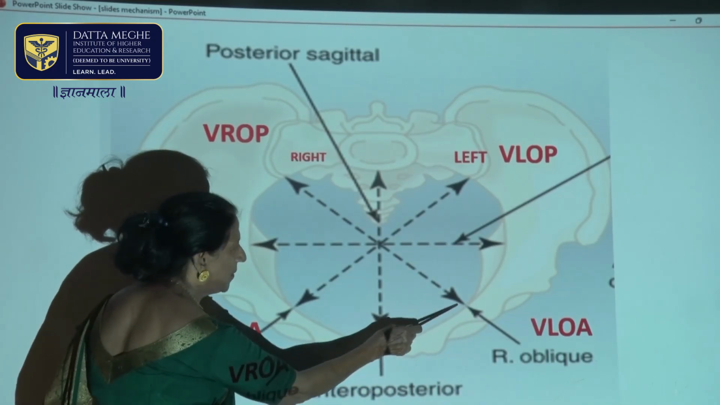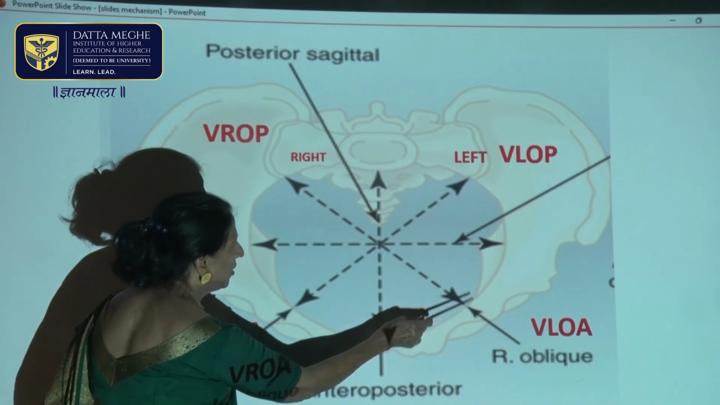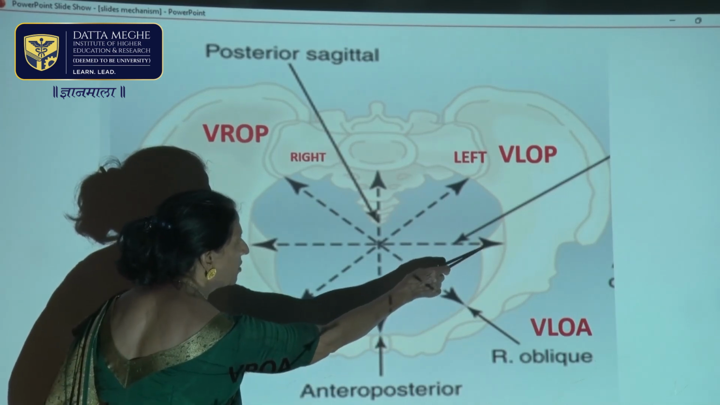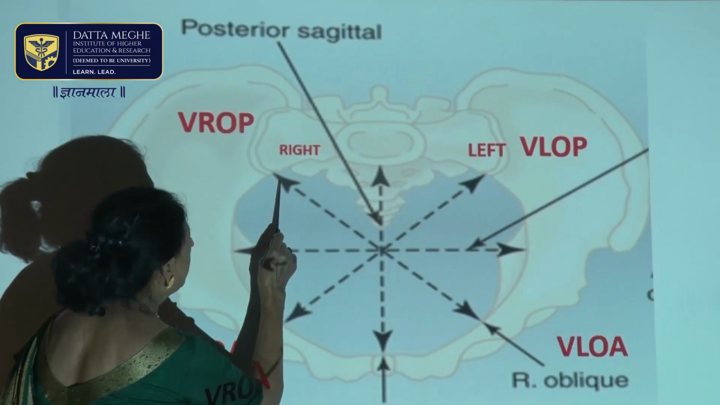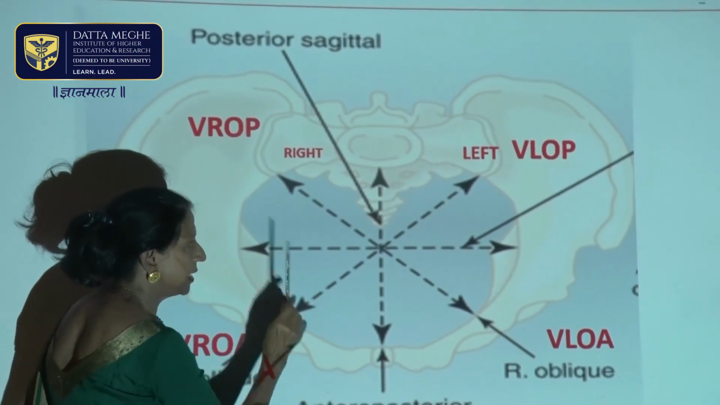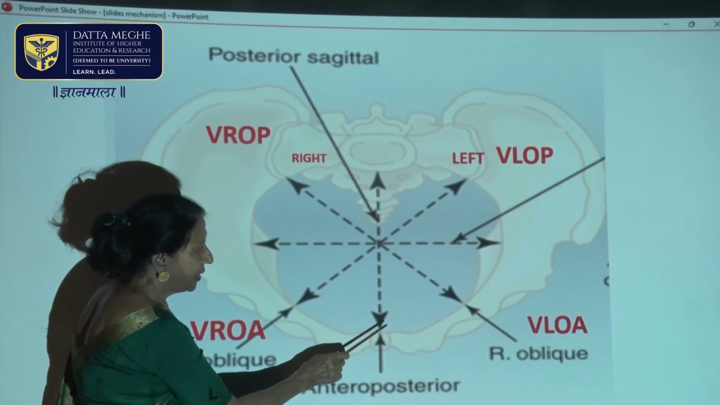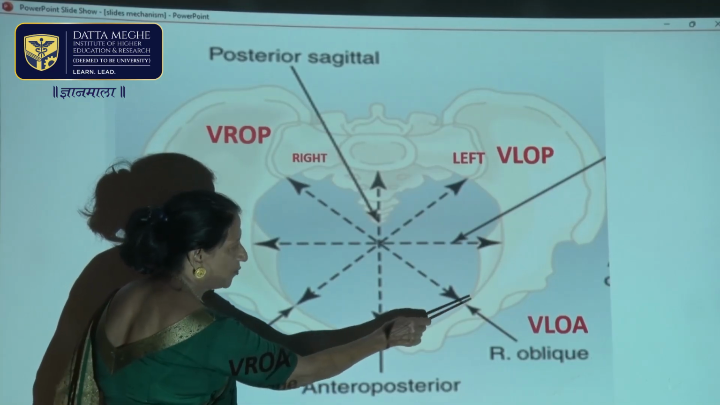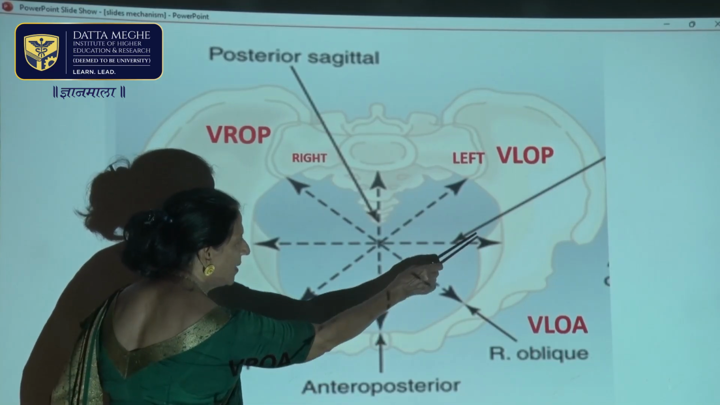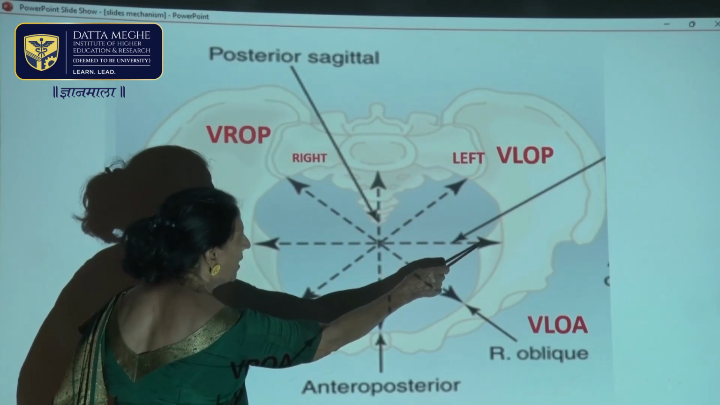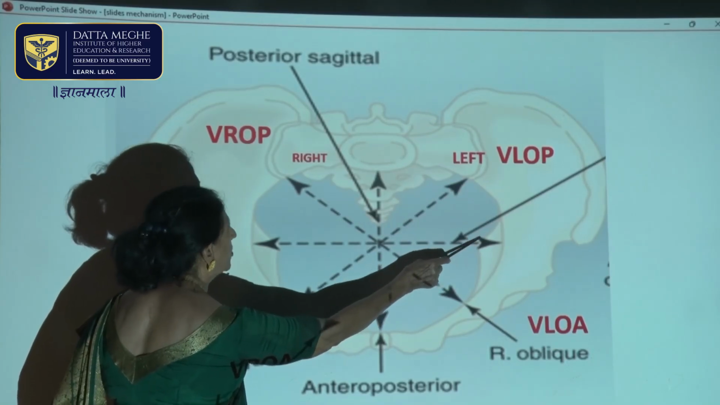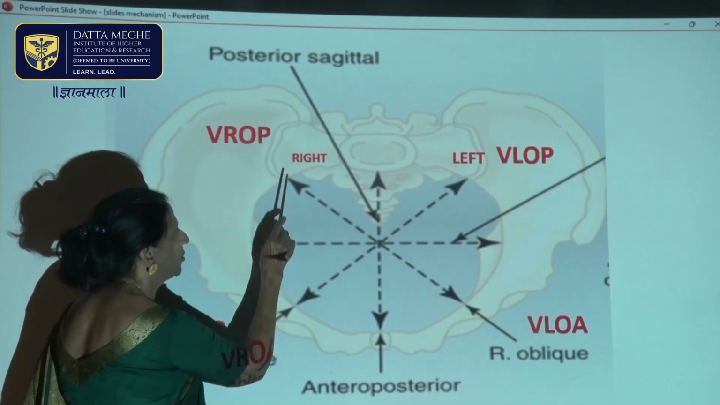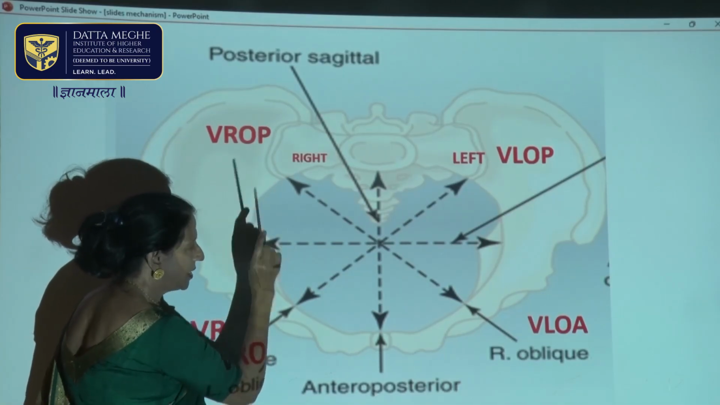So this is the commonest position, anterior position, and VLOT is the commonest transverse position. VROP is the commonest posterior position. I will repeat again. Here, anterior position is vertex left occipito-anterior, transverse commonest position is VLOT, vertex left occipito-transverse, posterior position is vertex right occipito-posterior position. So just remember these things.